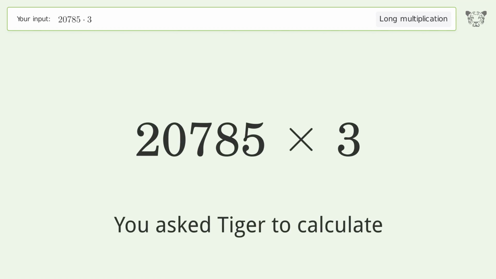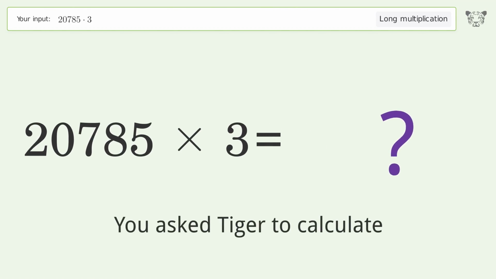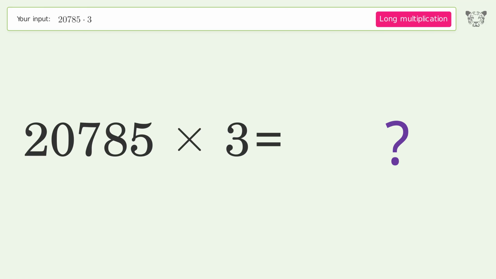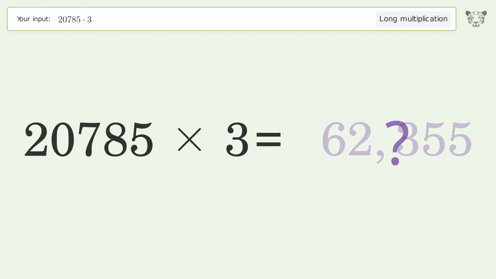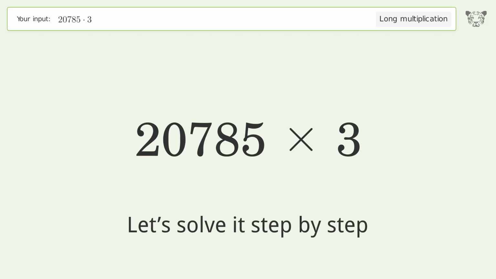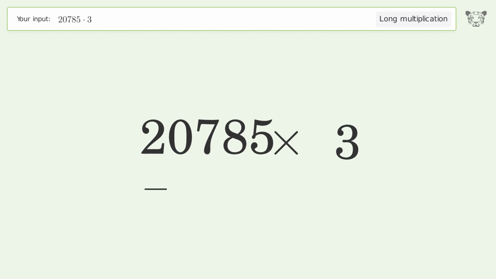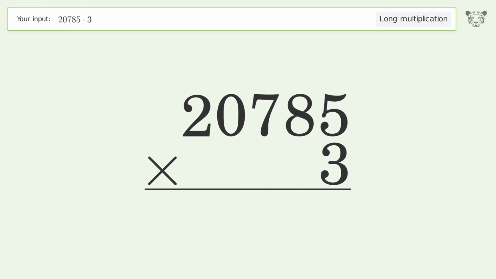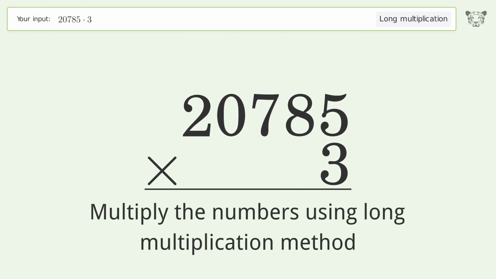You ask Tiger to calculate. This deals with long multiplication. The final result is 62,355. Let's solve it step by step. Rewrite the numbers from top to bottom a line to the right, multiply the numbers using long multiplication method.